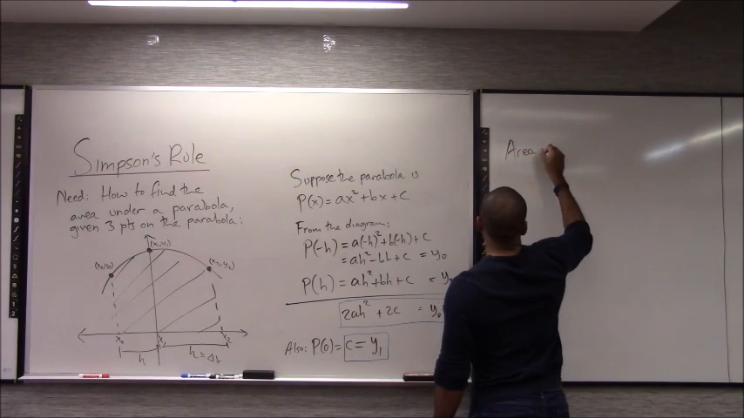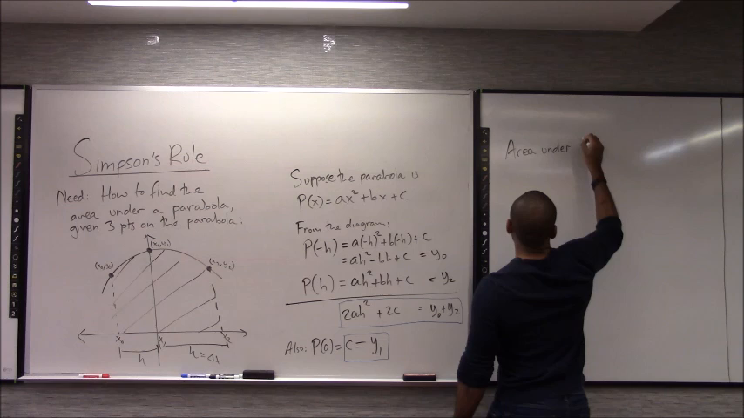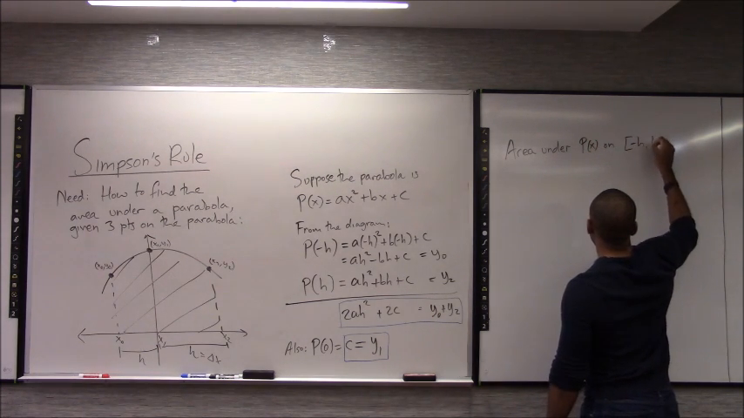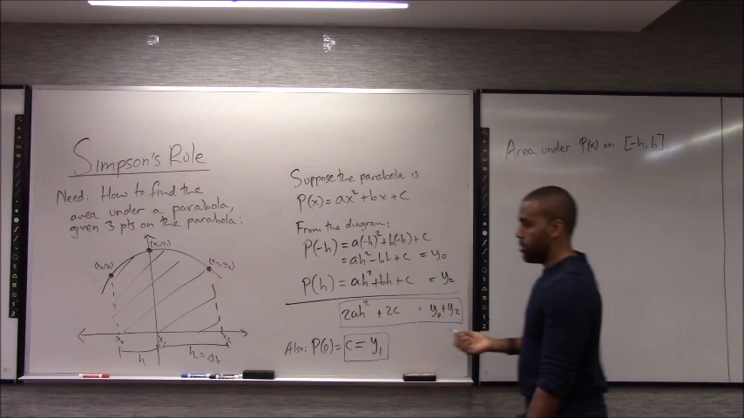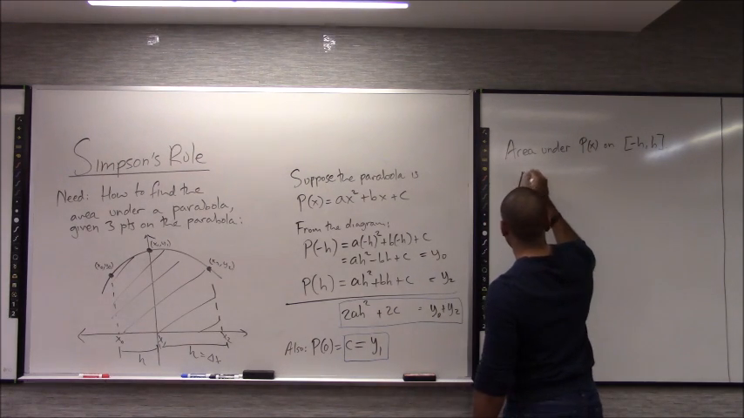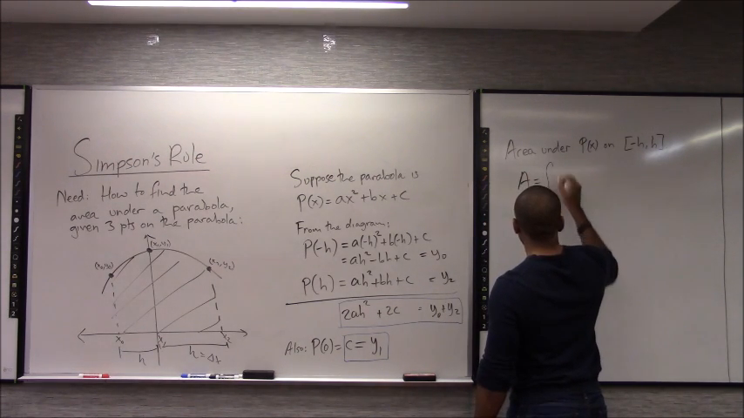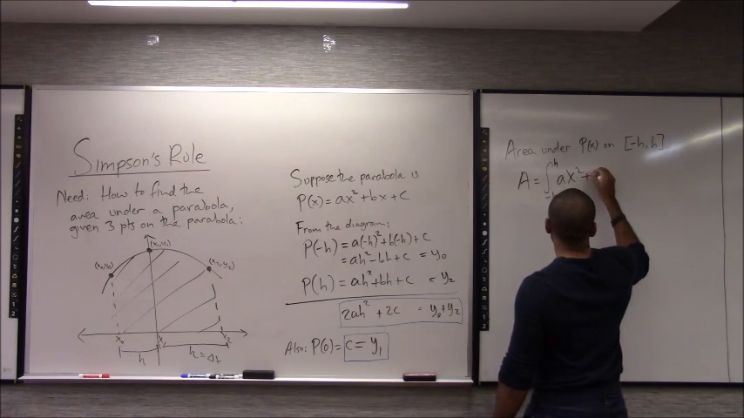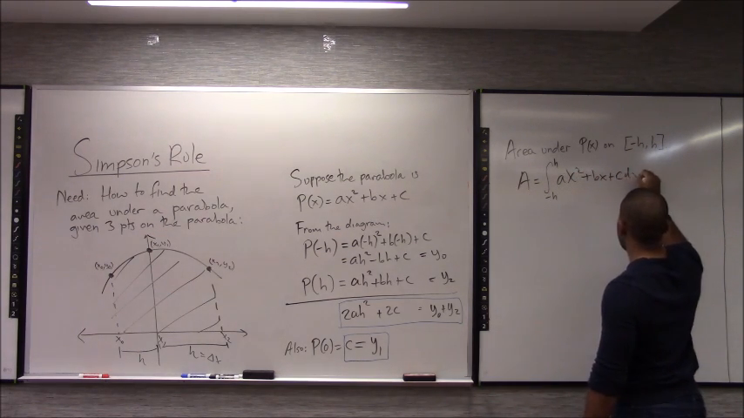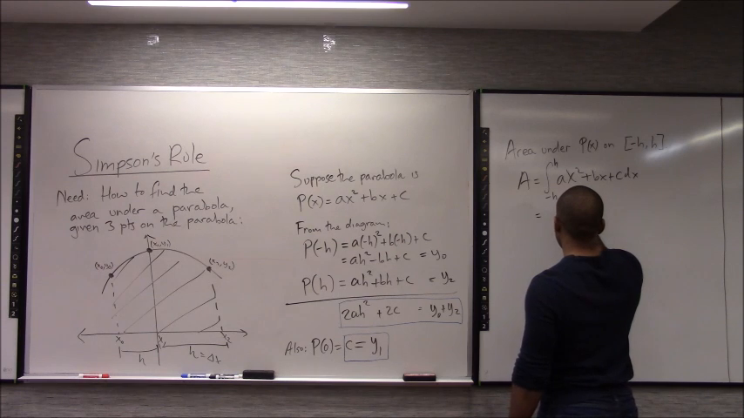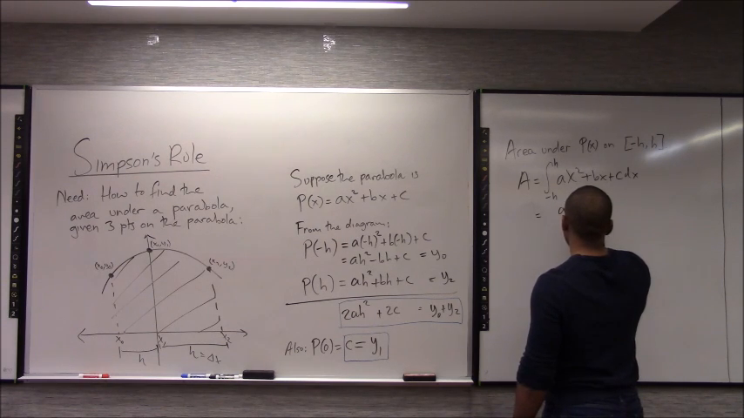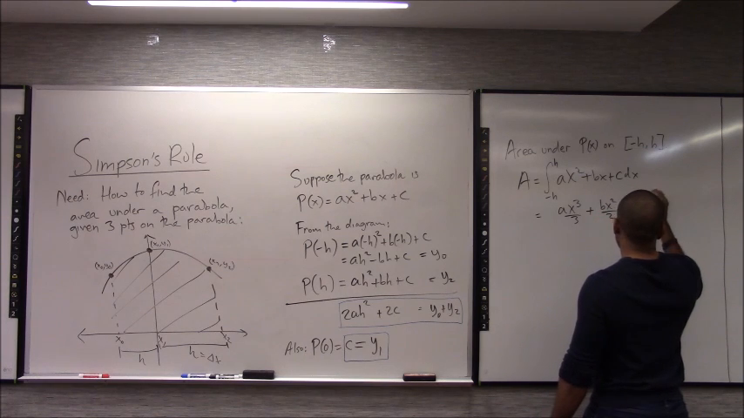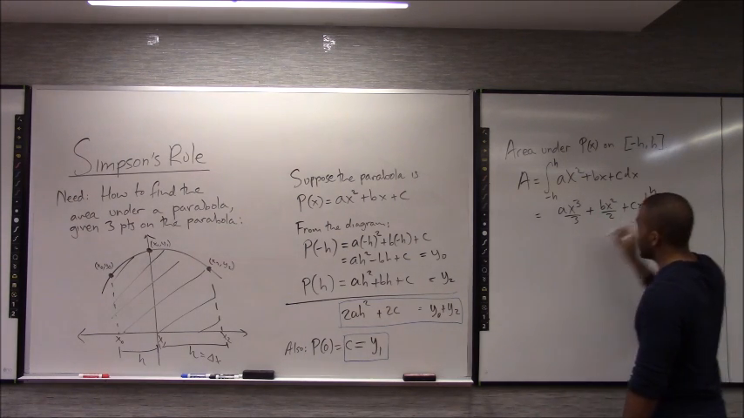Area under p of x on the interval minus h to h. How do we find that? Well, with an integral, of course. That's going to be the integral from minus h to h of ax squared plus bx plus c dx. The integral of that is going to be ax cubed over 3 plus bx squared over 2 plus cx, between minus h and h.